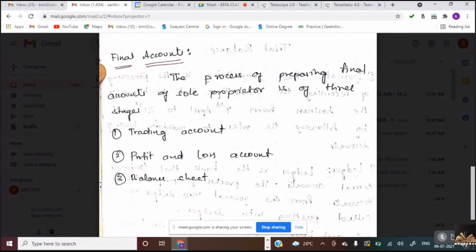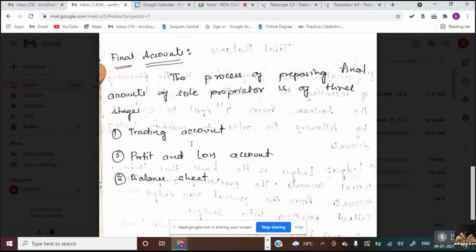The process of preparation of final accounts by a sole proprietor or any other company has 3 stages. The first one is the trading account. Gross profit is revealed in the trading account. The second account is the profit and loss account, in which net profit is revealed. The third account is the balance sheet. On the left side we have liabilities, that is obligations, and on the right side we have assets. Your right side should balance with the left side. Assets should be equal to liabilities; then your problem is right.